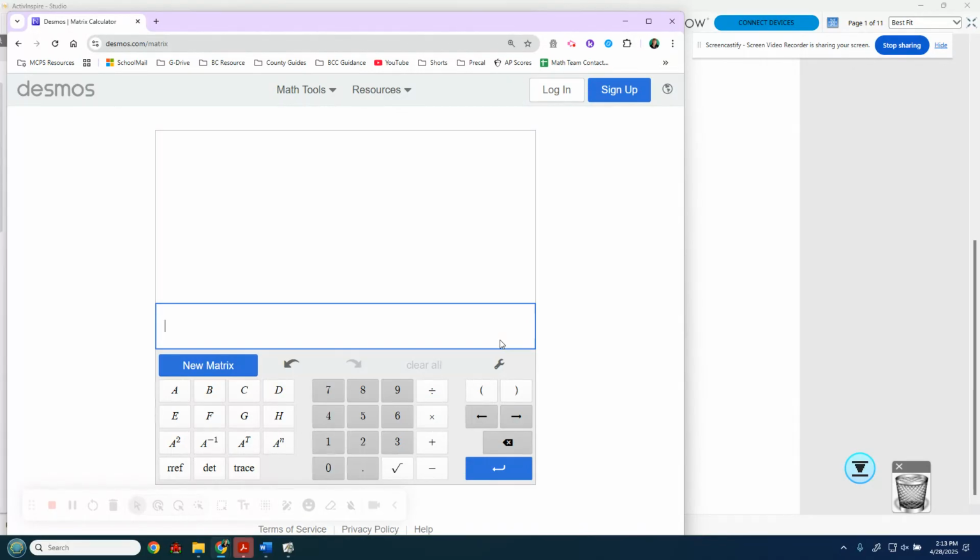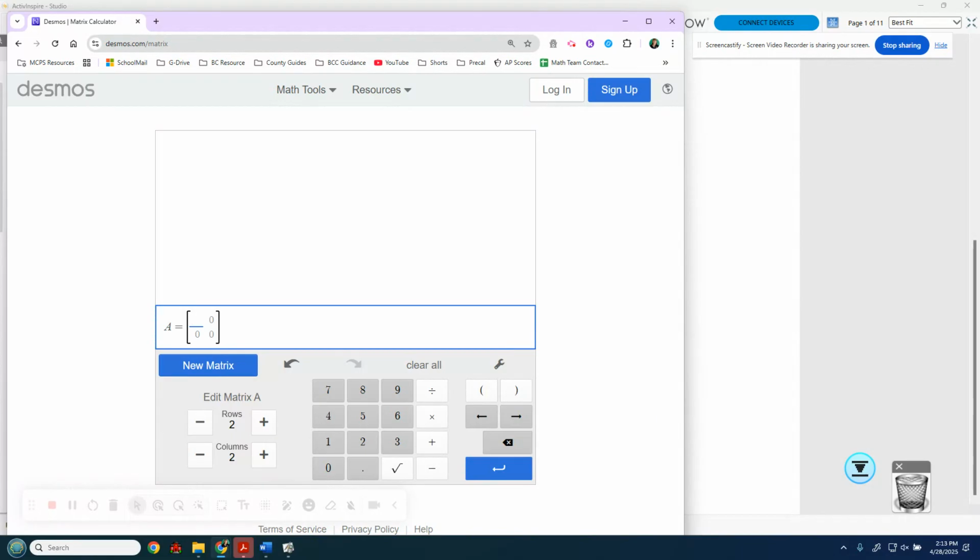So we want a new matrix, right? So if we want new matrix, what are the dimensions of the matrix that we want? 3 by 3. So he immediately clicked on the bottom, add a row, add a column. Columns in our matrix, and then we need to go to the next one. Here we go.